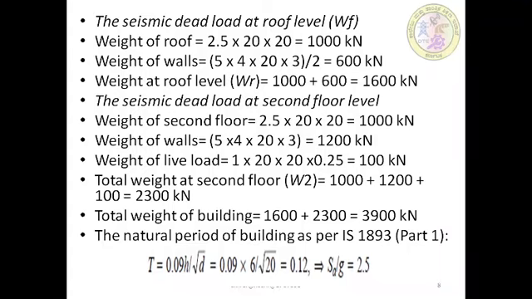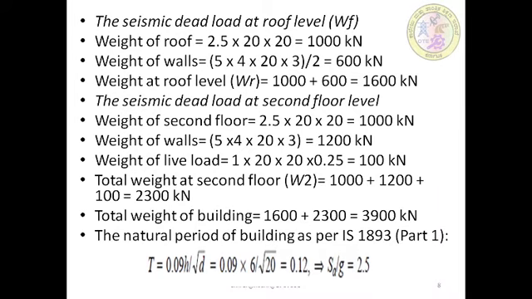Now the seismic dead weight at the second story is calculated as follows. The weight of the second floor is 2.5, acting on a 20 meter by 20 meter area, so that's why it is 1000 kilonewton. And for the weight of the wall, the walls above and below, 3 meter height, are to be taken, so it is 5 times 4 into 20 by 3, where 3 is the height of the wall, which works out to 1200 kilonewton. Then the weight of the live load: here the live load is taken as 1, and a 25% reduction is also made, and the floor area is 20 by 20 meters, so that's why it is 100 kilonewton.